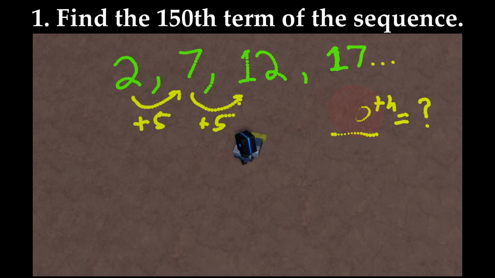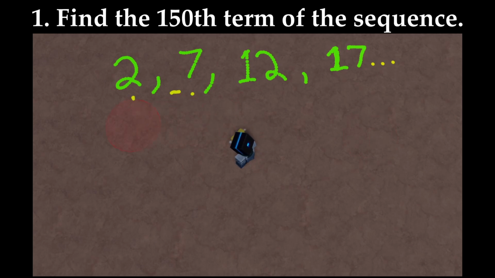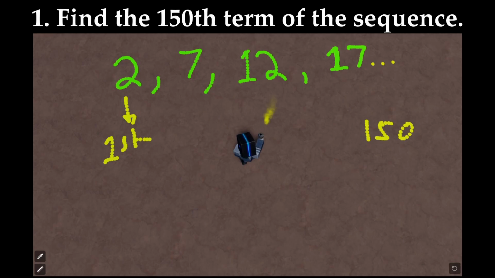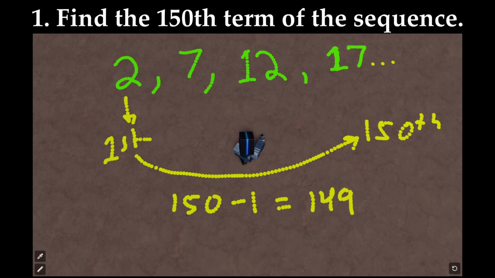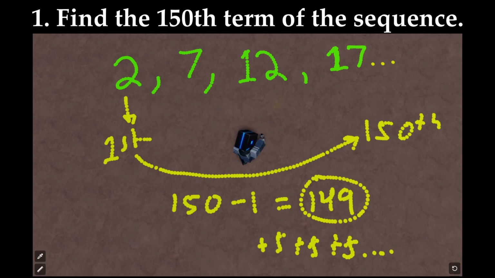Now what we need to do is realize that if we're going from, let's say, 2 as the first term, and we want to get to the 150th term, we need to figure out how many times we are adding 5. Well, when we're going from the first term to the 150th term, all I need to do is 150 minus 1 equals 149. And that's how many times we're adding 5. So we're going to do plus 5, plus 5, plus 5, and we're going to do that 149 times because we're going from the first term to the 150th term.